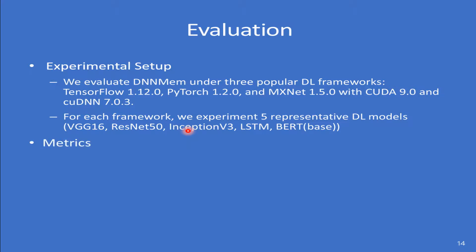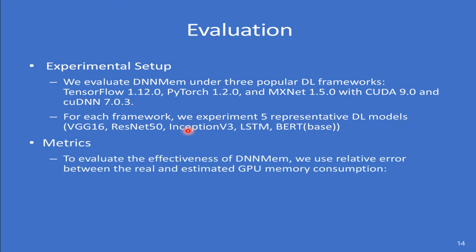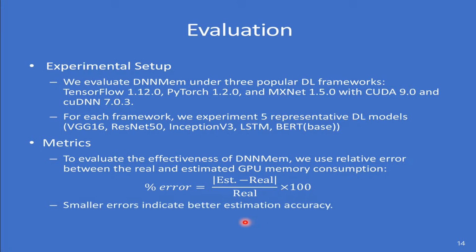We also designed metrics to evaluate the effectiveness of DNNMem. We use the relative error between the real and estimated GPU memory consumption. The percent error is the estimation result minus the real result, divided by the real result, times 100. The smaller errors indicate better estimation accuracy.